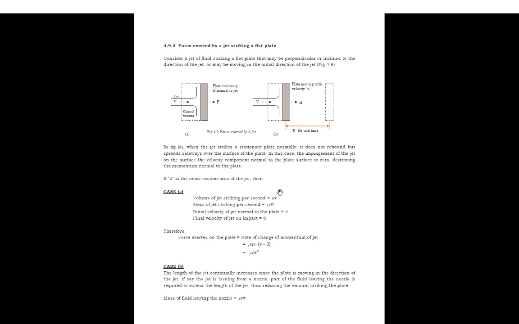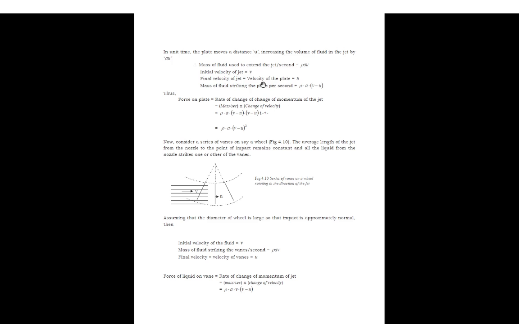Now, if it is a system where the plate was already moving with velocity u, then it means that the mass of the fluid striking the plate will already be reduced, because already the plate is in motion. It is not a constant. So it's going to be equal to rho a, but the mass rate is going to be equal to rho a (v minus u) because the body is already moving. But if the body was stationary, u would be 0. So it would be rho a v.